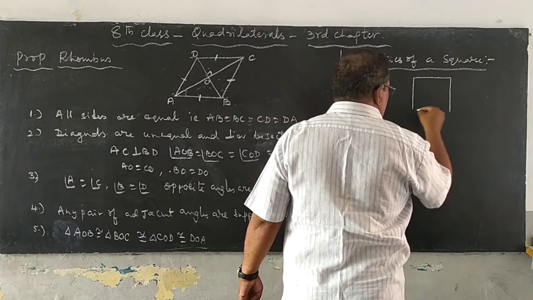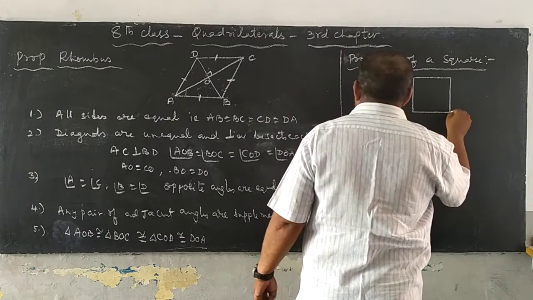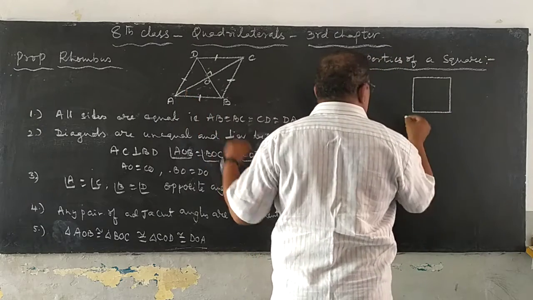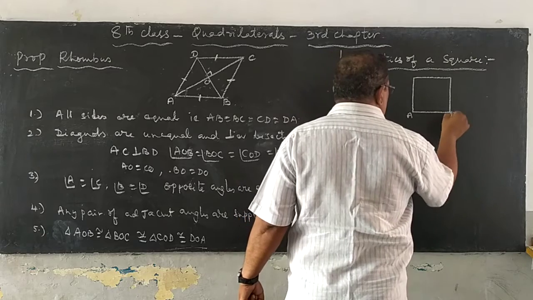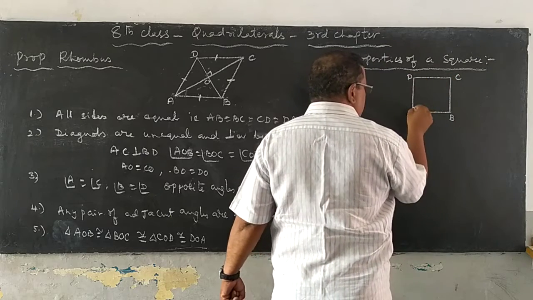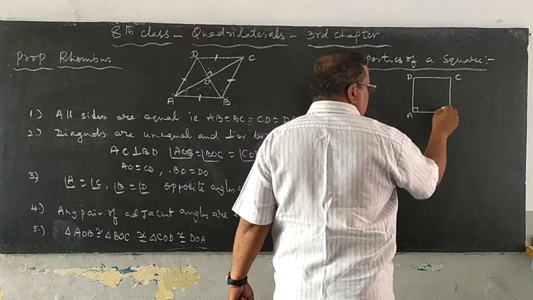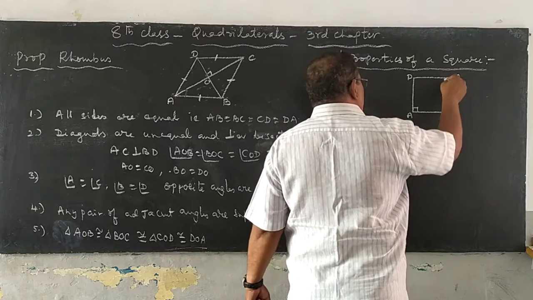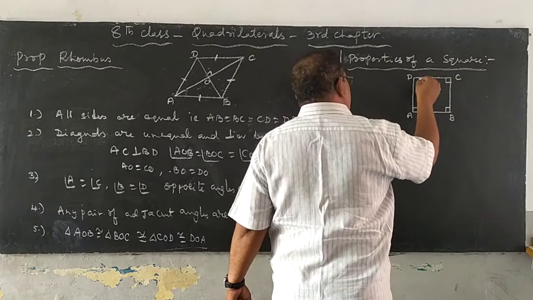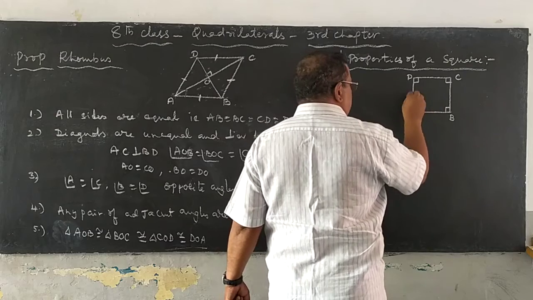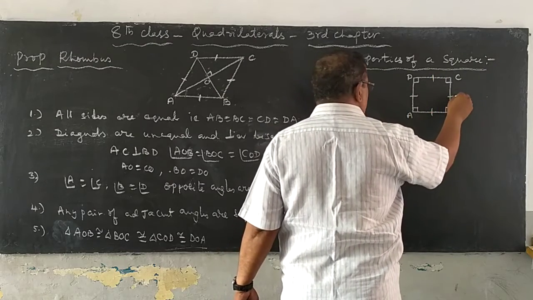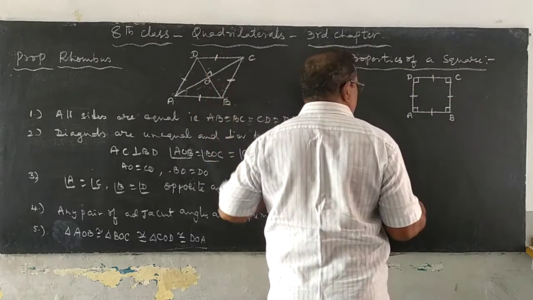This is square. Here rhombus is 90 degrees. Obtained diagram is this one, ABCD. This one is 90 degrees, automatically this one also 90. Angle B 90, automatically angle C also 90. Angle C 90, angle D also 90. All sides are equal. In rhombus all sides are equal.